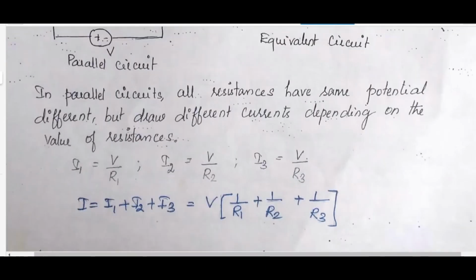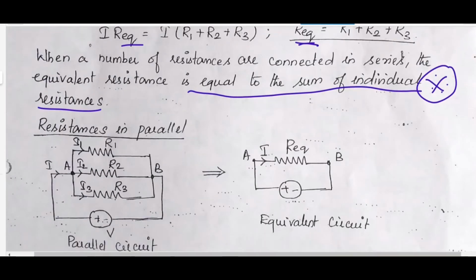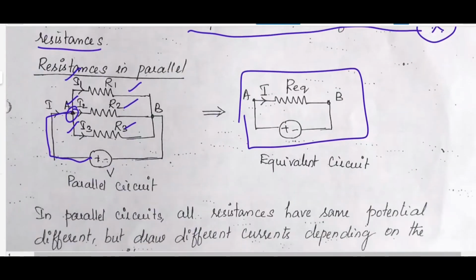Then resistors in parallel. Let it be the same three resistors, R1, R2, R3, connected in parallel. Parallel means it's supplied with the same voltage, but the current makes the difference because it is connected at a junction point. So it receives various currents, I1, I2, I3. So what should be the equivalent resistance? That is what we have to analyze.